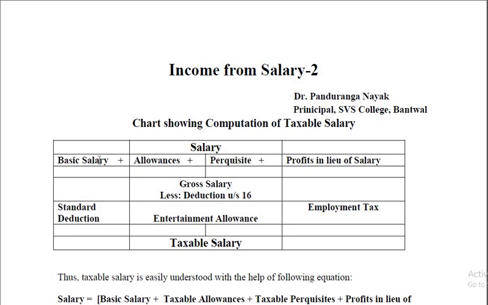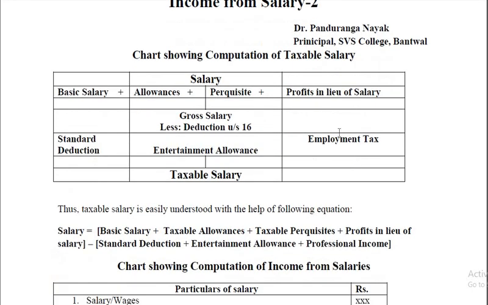Fourth one is profit in lieu of salary. So, basic salary, allowances, perquisites, and profit in lieu of salary. Profit in lieu of salary means instead of salary, some payment is made. That is called profit in lieu of salary. We'll come to that a little later. Now next, if you add up all these four items, you will get gross salary. From the gross salary, you have to deduct deductions under section 16.